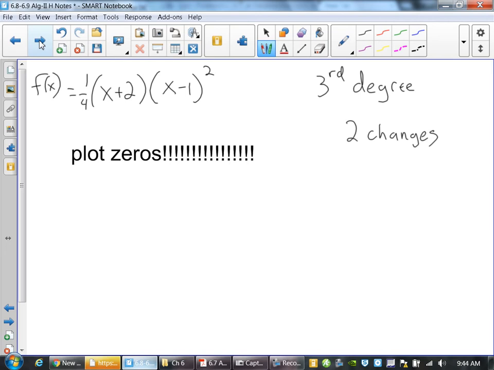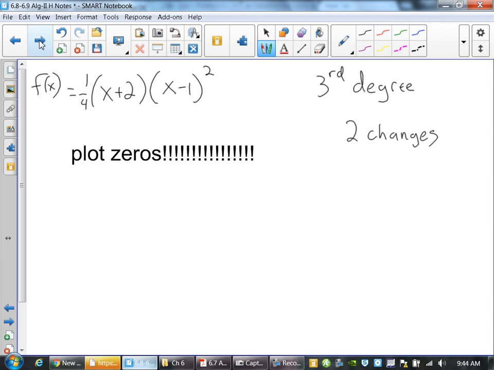In this case, we have f of x is 1/4 times the quantity x plus 2 times the quantity x minus 1 squared. This means it's going to be a third degree polynomial with a positive leading coefficient, and there's going to be 2 changes of direction. Remember how we did n minus 1 changes of direction off of your degree? We talked about that a couple weeks ago.